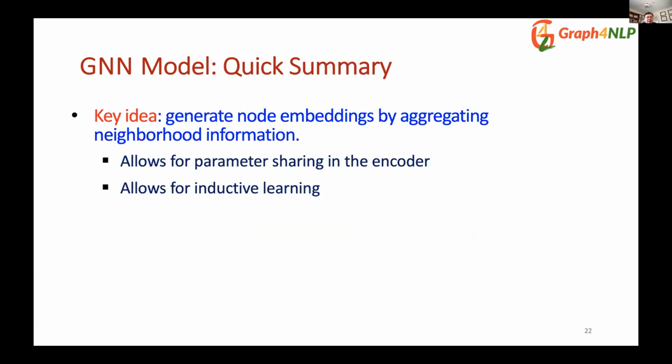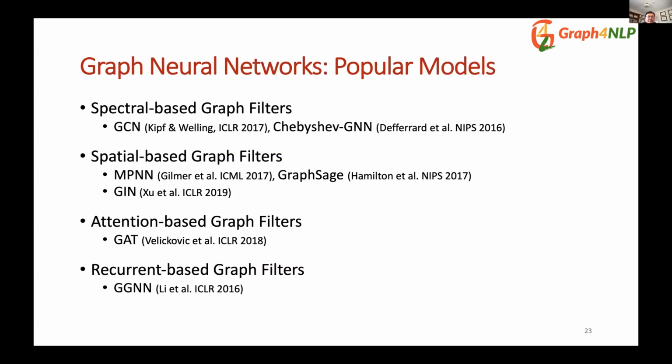So this is a quick summary of what we discussed here. The key idea is to generate the node embedding by aggregating the neighborhood information. Here we can allow for parameter sharing in the encoder, and also allow for inductive learning. Today you will see a lot of different graph neural methods, and this summarizes the most popular models. But all the models actually differ only in the graph filtering operation.